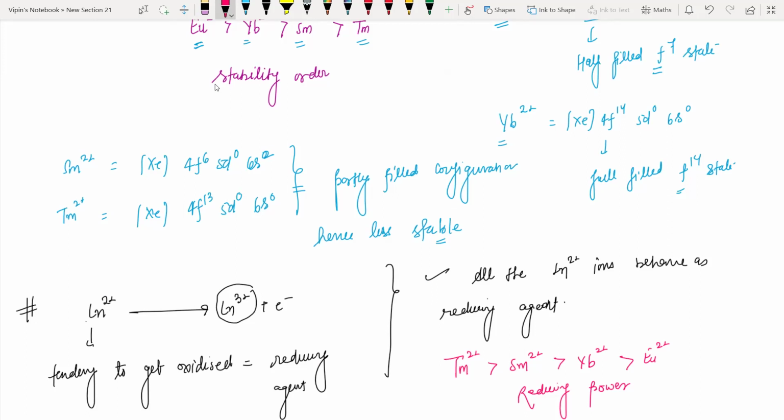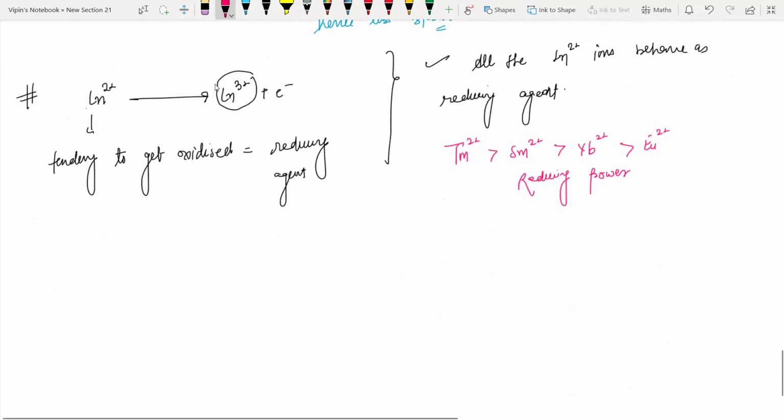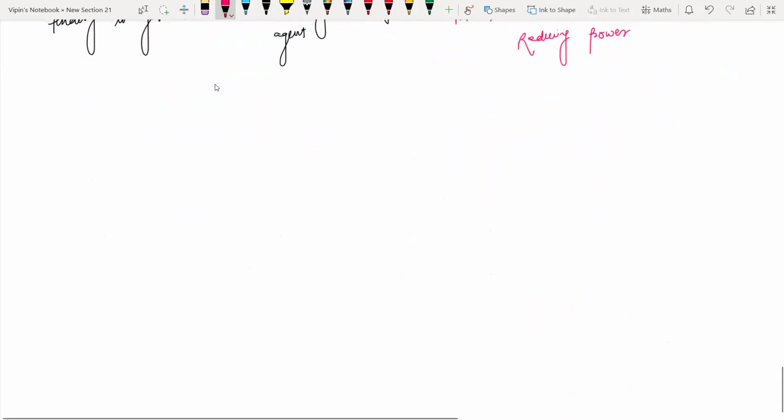While in case of Tm2+, since Tm2+ is least stable, it has more tendency to get converted into the +3 oxidation state. It means it has more tendency to get oxidized and more tendency to give up an electron. Therefore, it will have the highest reducing power. Okay. So this is all about the +2 oxidation state of lanthanides.